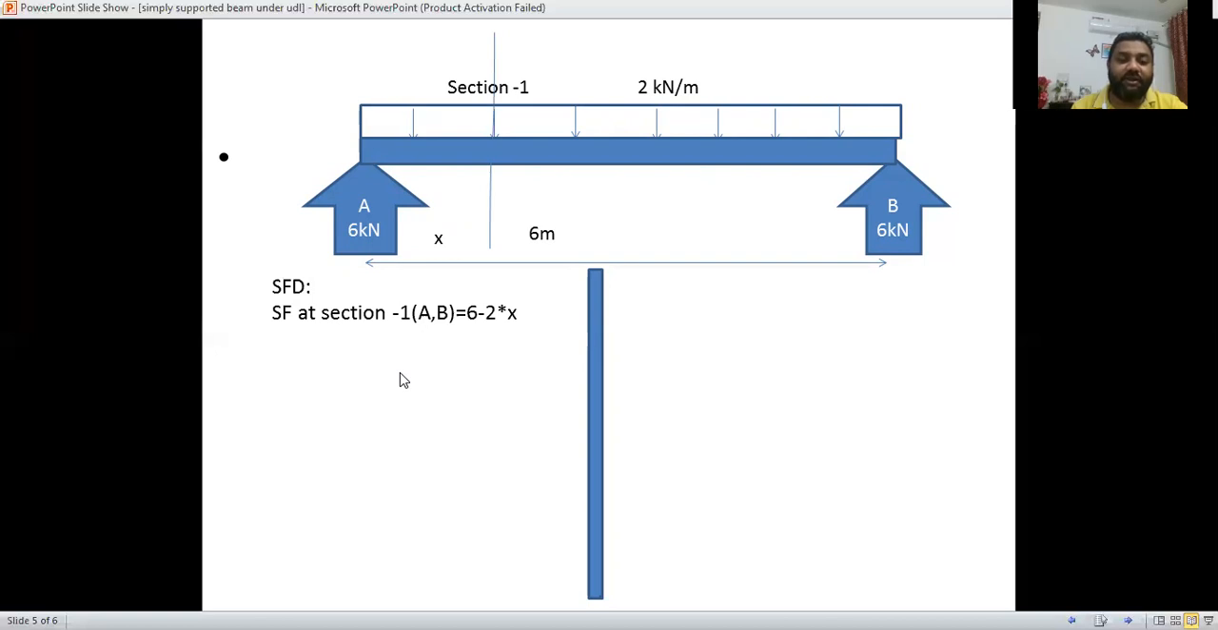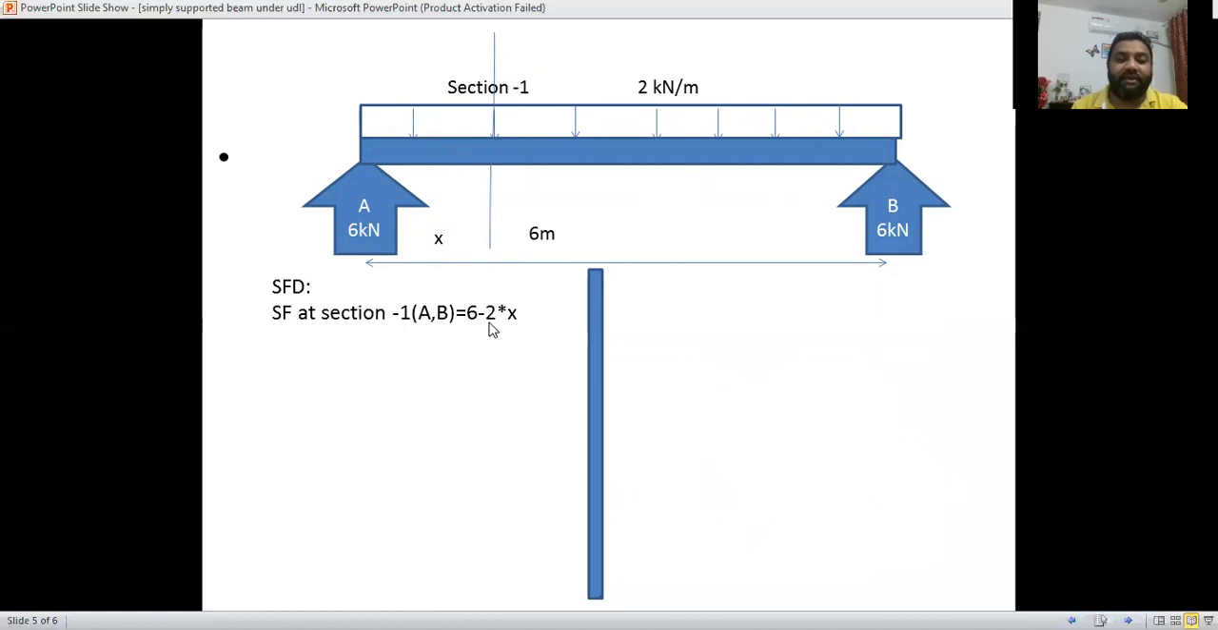It is 6 minus 2x. How? The shear force at any section is the algebraic sum of forces to the right or left of the section. Since I have taken the section from the left side, I will take the forces on the left side. On the left side, there is an upward force of 6 kilonewton, which according to our sign convention is positive. So 6 minus 2 into x, because this 2 kilonewton per meter load is acting over a length of x only up to this section. So it is minus 2x. This is the shear force at section xx. Now from this equation, we can find the shear force at points A and B by putting in the values of x.